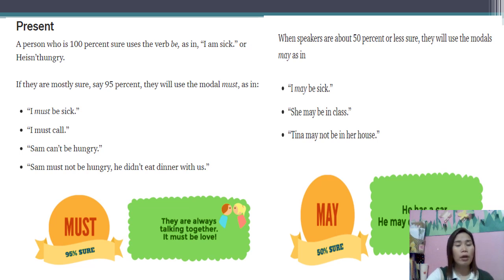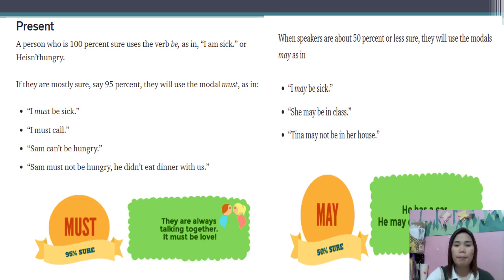"Sam must not be hungry." So that is 95% sure. But if you are 50% or less sure, you have to use the modal may. "I may be sick." You are not sure if you are sick or not.